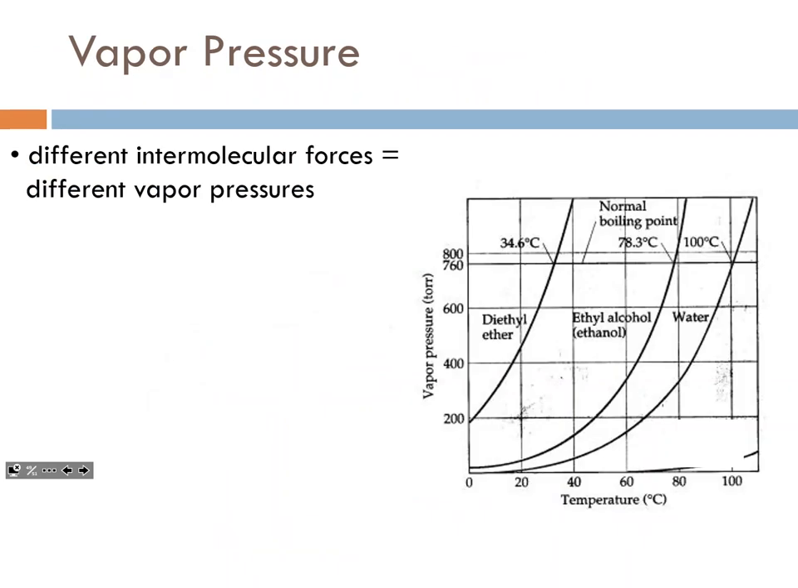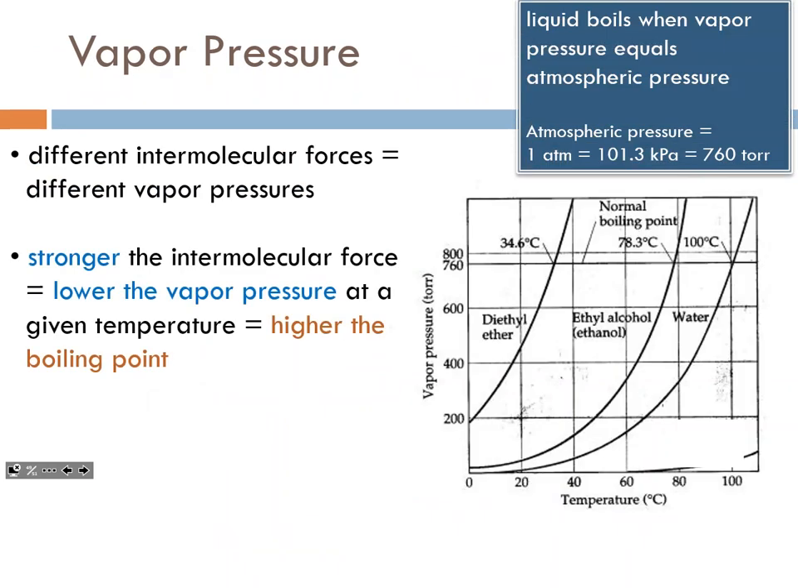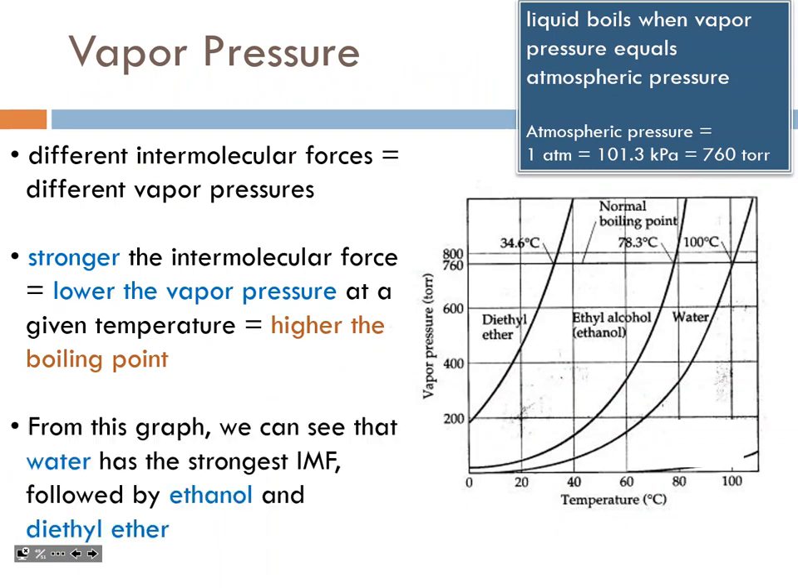So now let's reference and look at the vapor pressure curve. Once again, stronger intermolecular forces mean lower vapor pressure at a given temperature, and a higher boiling point. Let's look at this graph where we're comparing water as the strongest, followed by ethanol and diethyl ether.